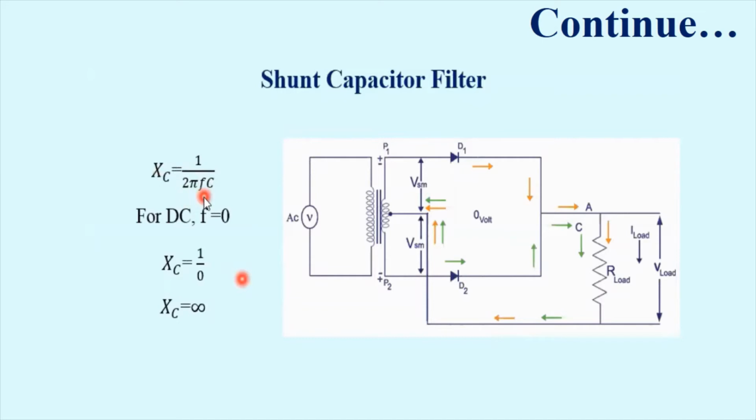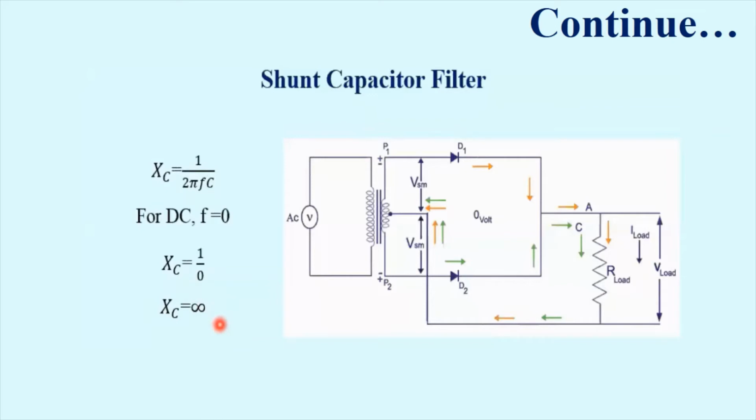We know that capacitor blocks DC voltage and passes AC voltage. So now we will understand how this phenomenon works. For DC signal, F equals to 0 because in DC signal there is no frequency. So I will put F equals to 0 in this equation. So Xc equals to 1 divided by 0, means Xc equals to infinity. It means it will work as open circuit for DC.